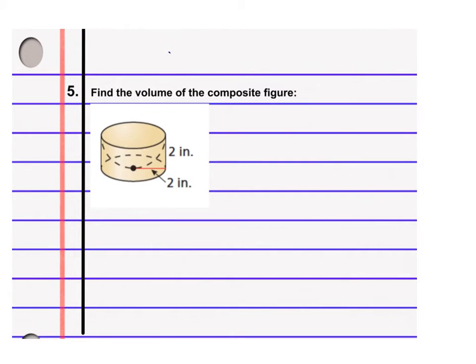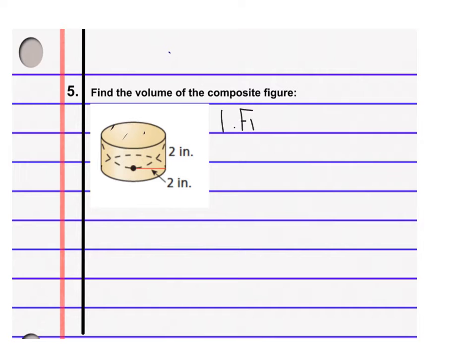All right, example 5, find the volume of the composite figure. So basically for this, it's a little hard to see from the picture, but this part is like a hole, all right? So we're going to find the volume of the cylinder. Maybe I should write that out.